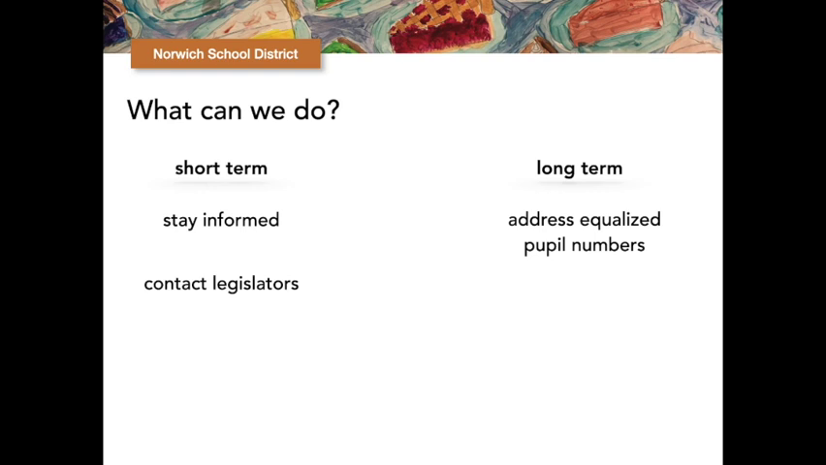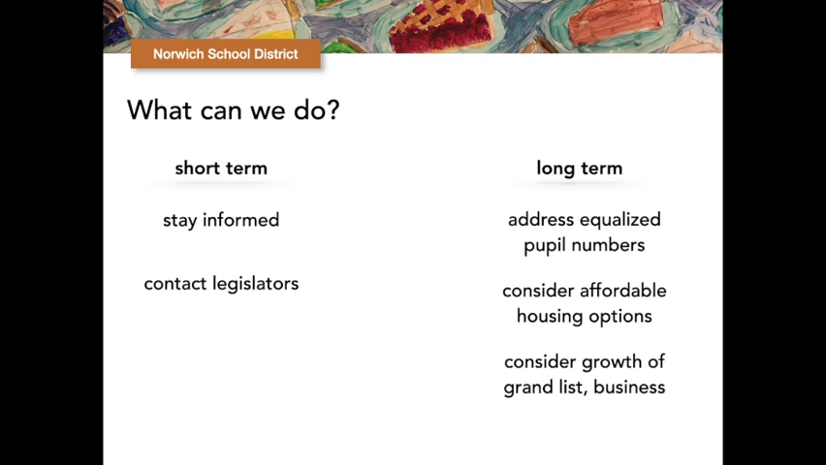We could consider providing affordable housing options in Norwich, which would attract a more socioeconomically diverse population. More English language learners in the school would also help, so efforts to attract those populations to Norwich would also be useful. Finally, we could consider growing the grand list and spreading the tax burden over a greater number or a more diverse tax base. The bottom line is that we have some options available to us. We just need to decide which ones we're going to pursue.